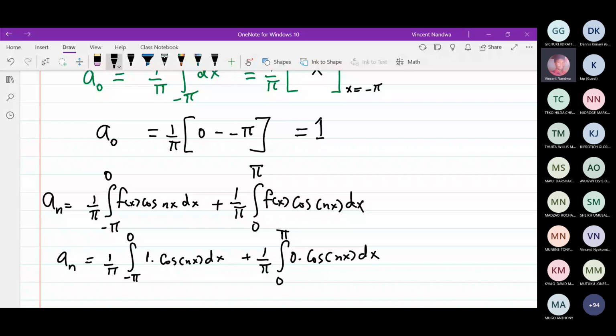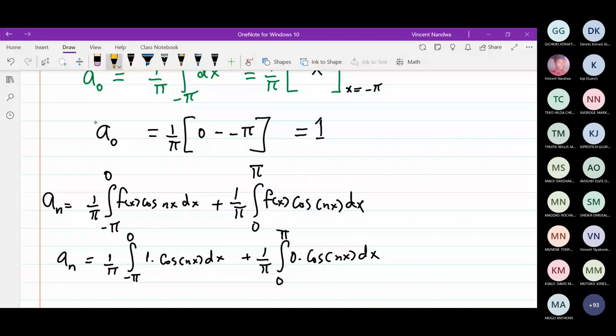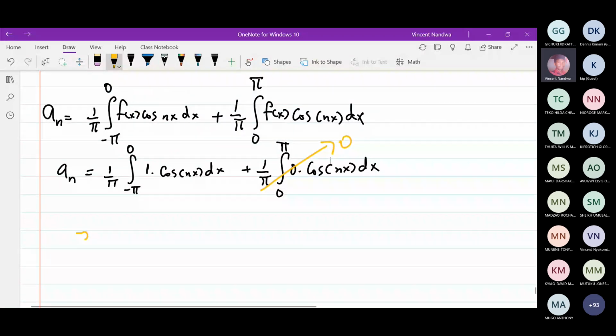What is the value of the second integral? 0, because now we just have a 0 function there. So we remain with an is 1 over pi from minus pi to 0 of cos nx dx. Now, when you integrate cos of nx, what do you get?